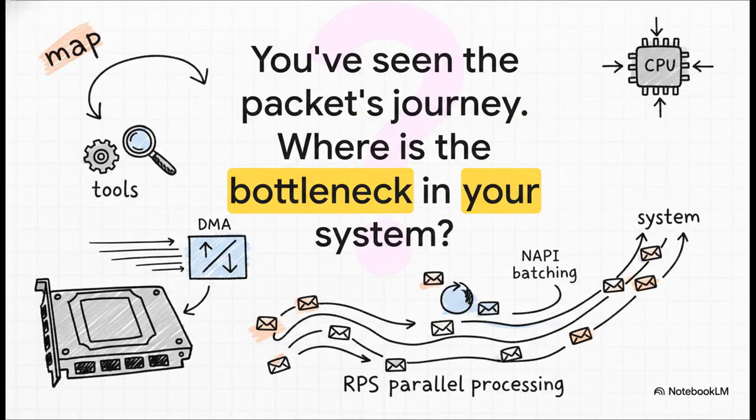So now you've got the map and you've got the tools. You understand this incredible relay race that a packet runs through your system, from that first DMA transfer to the smart batch processing with NAPI and then the parallel workload with RPS. The only question left is, where's the bottleneck in your system? Where are you going to look first?